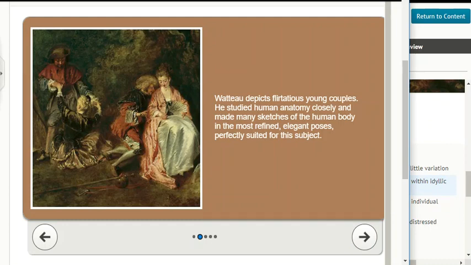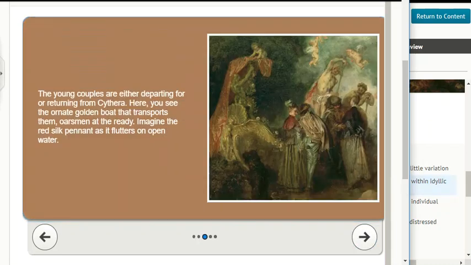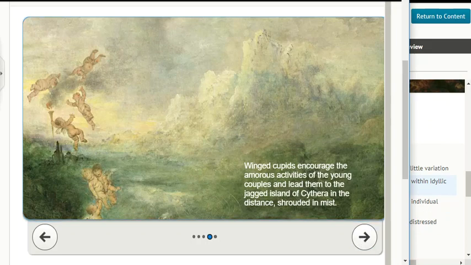He studied human anatomy closely and made many sketches of the human body in the most refined, elegant poses, perfectly suited for this subject. The young couples are either departing for or returning from Cythera. Here you see the ornate golden boat that transports them, oarsmen at the ready. Imagine the red silk pennant as it flutters on open water. Winged cupids encourage the amorous activities of the young couples and lead them to the jagged island of Cythera in the distance, shrouded in mist.